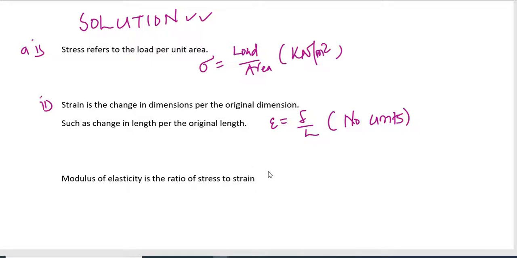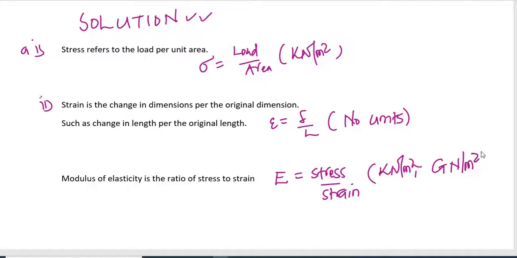What about modulus of elasticity? It is the ratio of stress to strain. Therefore, E is equal to stress over strain, and therefore this one can also be in kilonewtons per square meter, but majorly we find that it is in giganewtons per square meter.